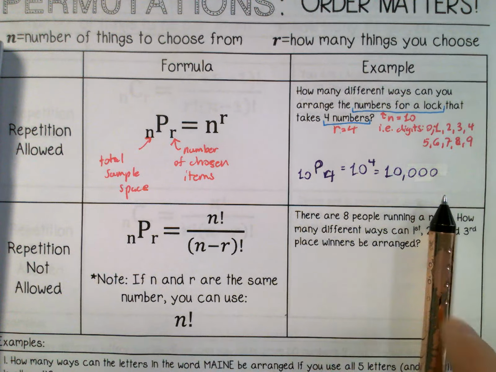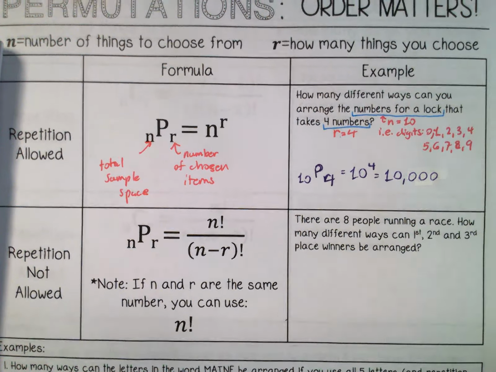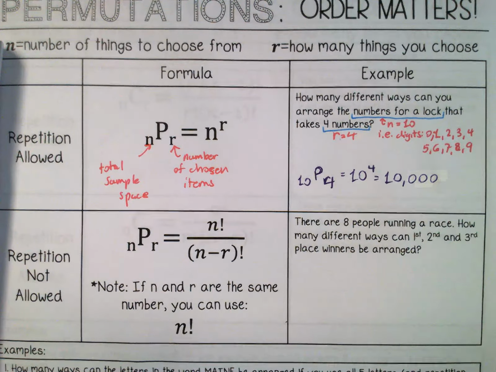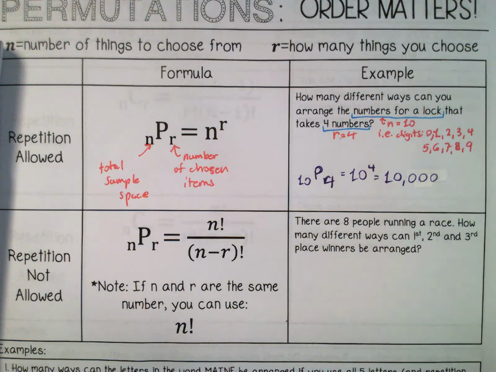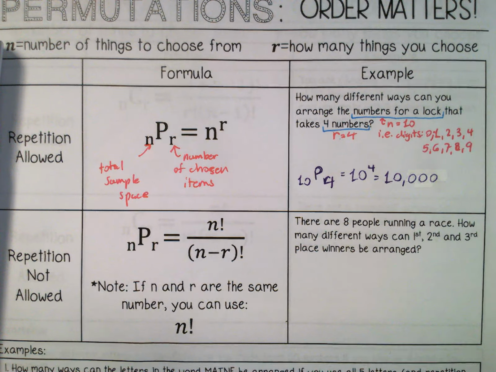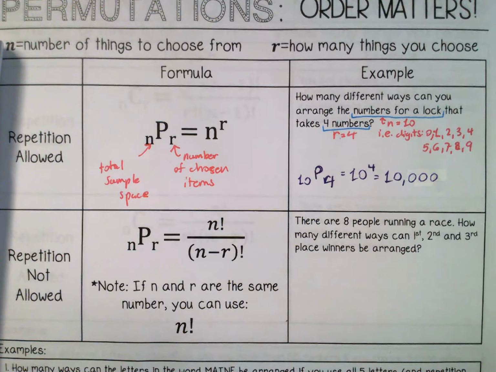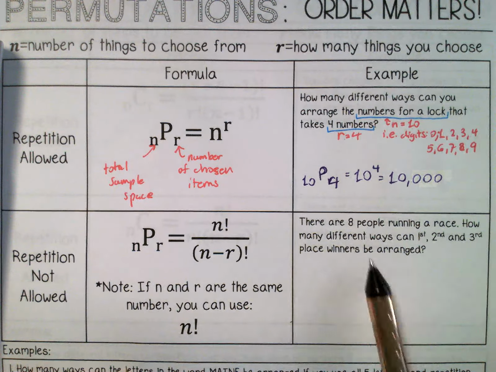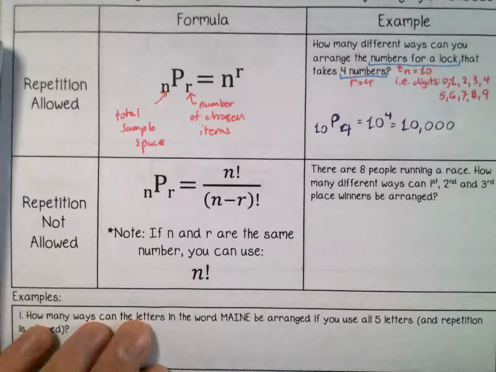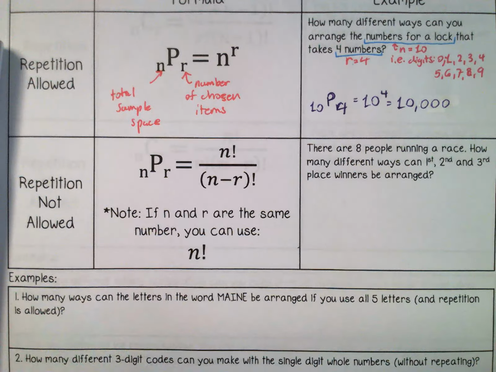So, moving on now. But what if repetition is not allowed? What if we can only use a digit only once? Like 1, 2, 3, 4, I can only use 1 once, right? After that, I can't use it again. I can't go 1, 1, 2, 3, 4. So what you need to remember here is, let's take a look at an example, basically, to understand in depth what's going on.